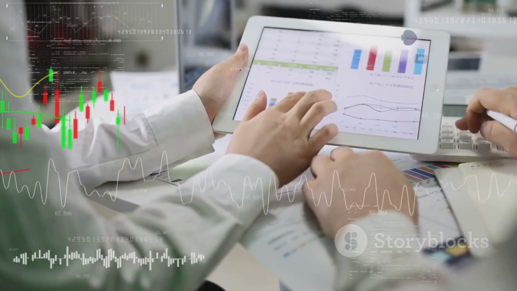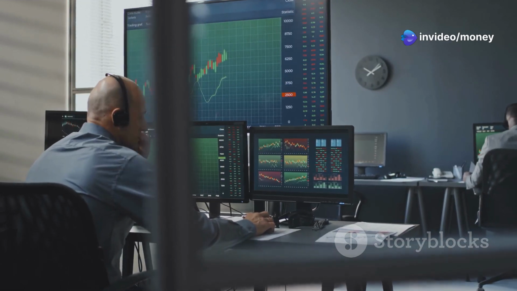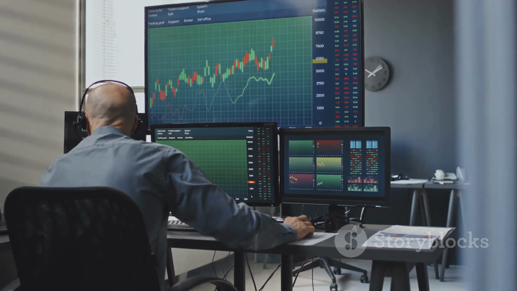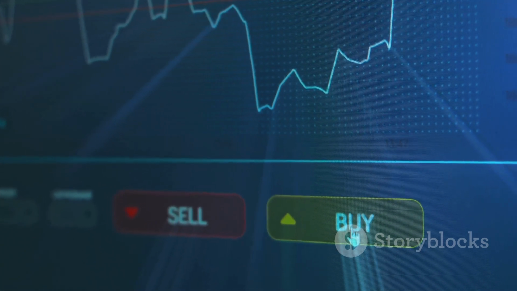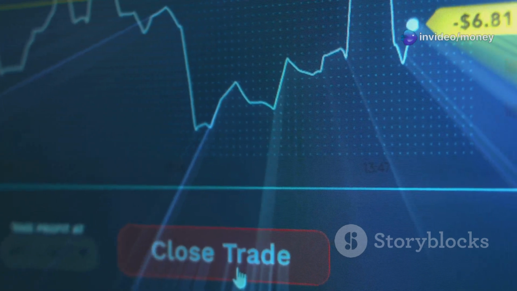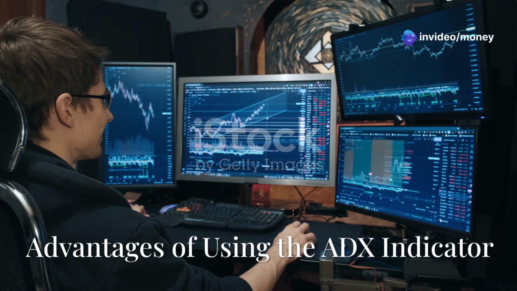Therefore, the ADX and RSI complement each other. The ADX identifies strong trends, while the RSI helps pinpoint potential entry and exit points within those trends. For example, a trader might look for buy signals when the ADX is above 25, indicating a strong trend, and the RSI is below 30, suggesting an oversold condition.